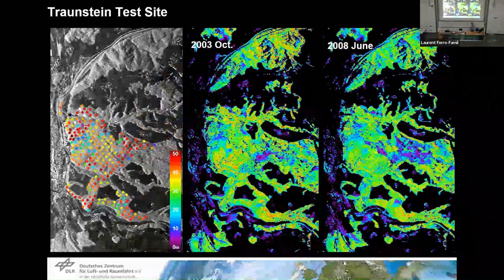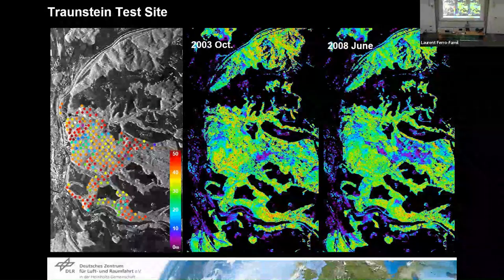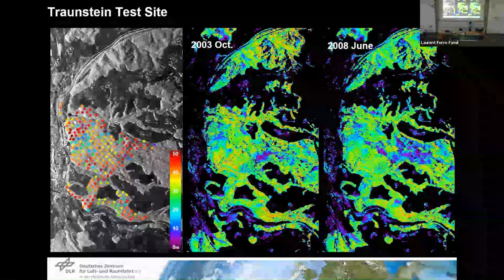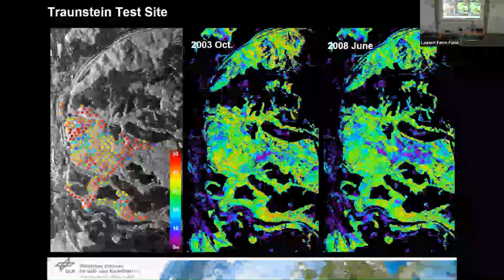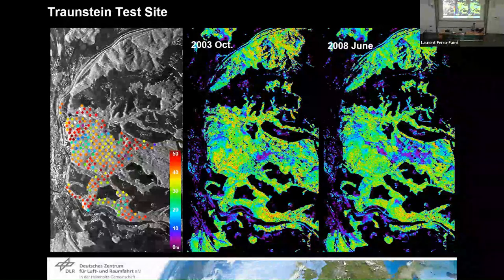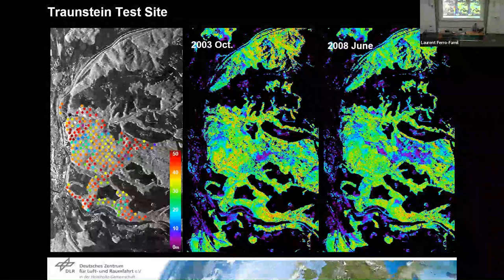So we were closing with this example, one baseline L-band quad-pol. In principle, you have an observation space that allows you to get the accuracy that you need. Now, if we make things a bit more complicated, but still interesting.